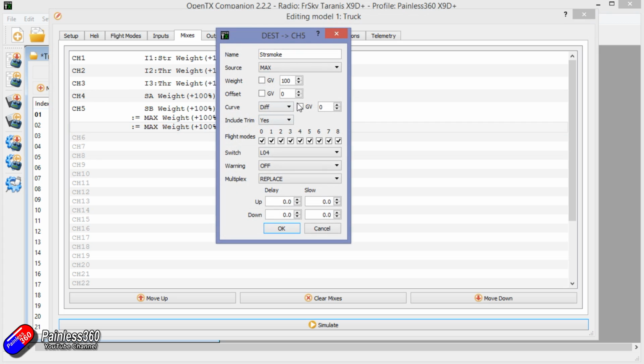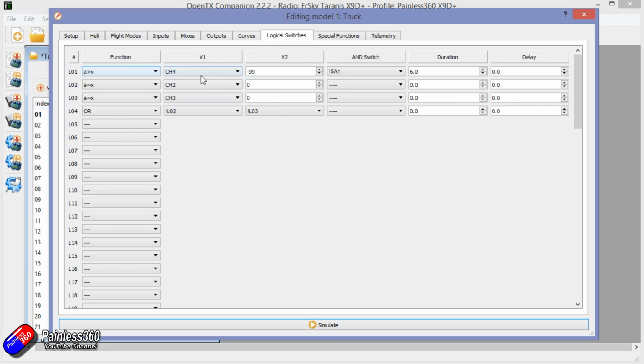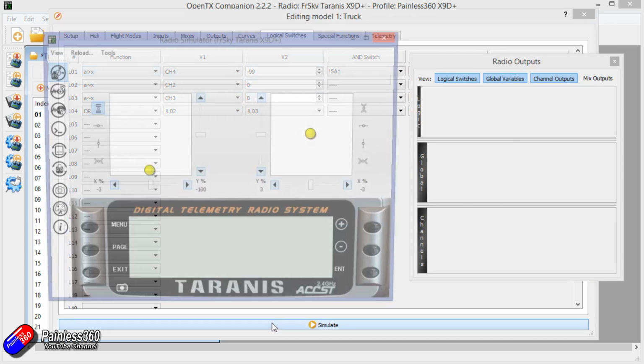This time we can have source max, and this time rather than logical switch 1, which we did last time, we're having logical switch 4. Again, we're switching replace. So those three lines, supported by these logical switches, which are detecting when channels are moving away from a predefined position, is pretty standard stuff.